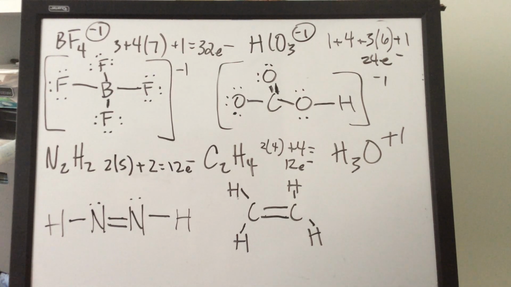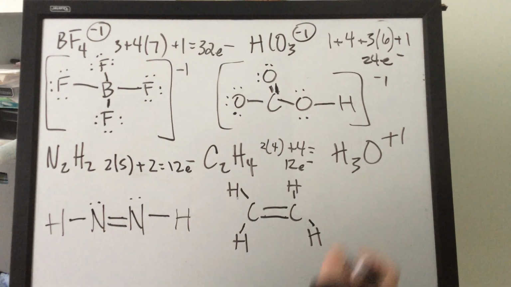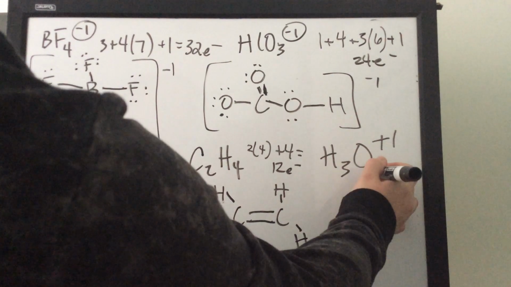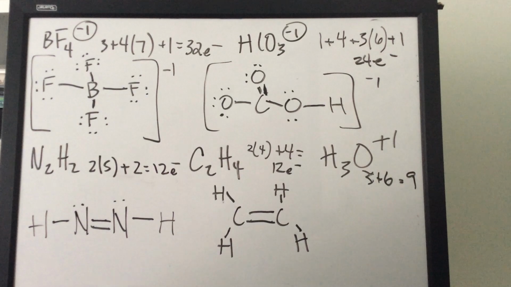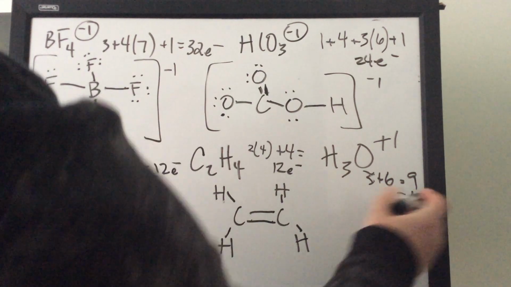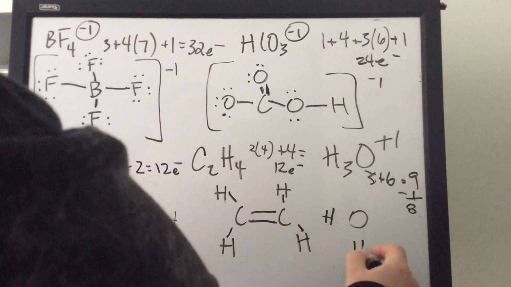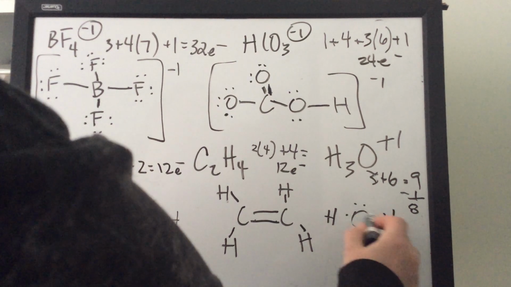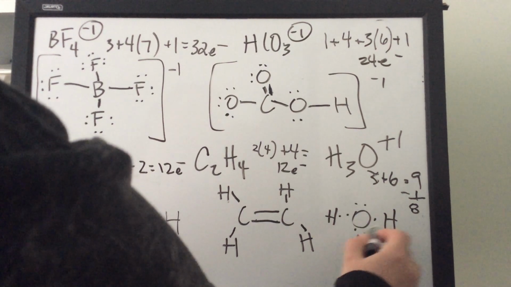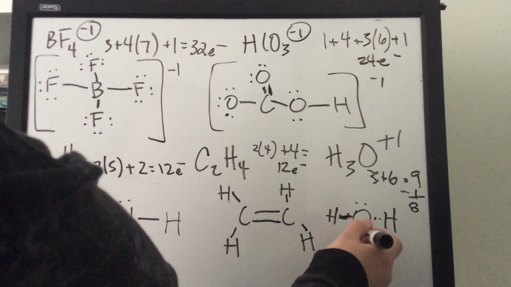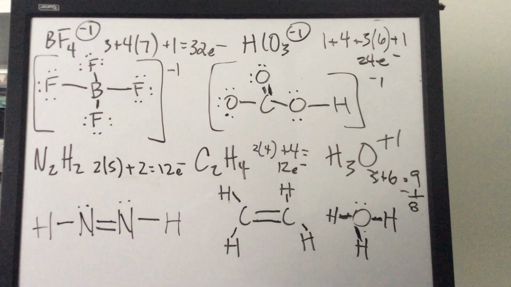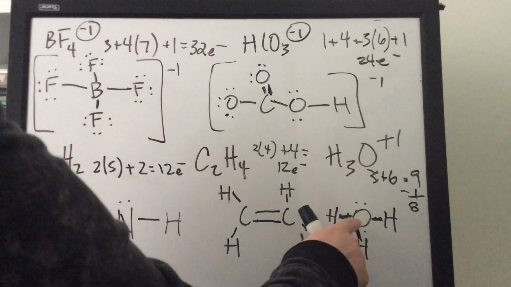They're all bonded. Okay. And last but not least, H3O+, 3 from the hydrogens plus 6 from the oxygen is 9, and that +1 means it's lost 1, so it should have 8. O's in the middle, 3 H's surrounding, 1, 2, 3, 4, 5, 6, 1, 1, and 1, bond, bond, and bond. But remember, I physically need to remove an electron. Right now the O's got too many.